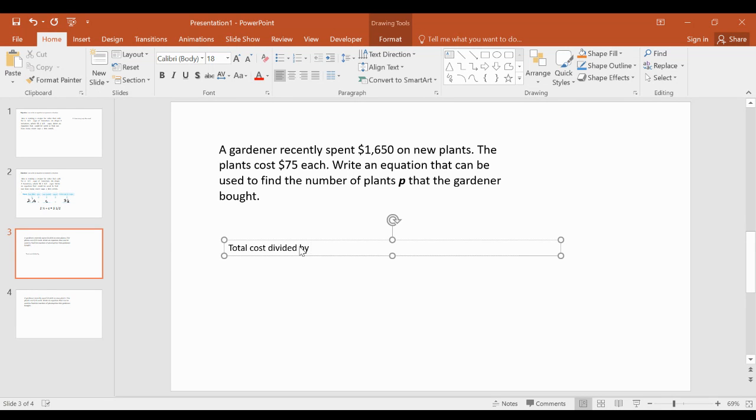So let's see. I can say that the total cost of the plants divided by the cost of each plant should equal the number of plants that the gardener bought. So in my mind, if I'm able to solve for this, that would give me what I'm looking for.